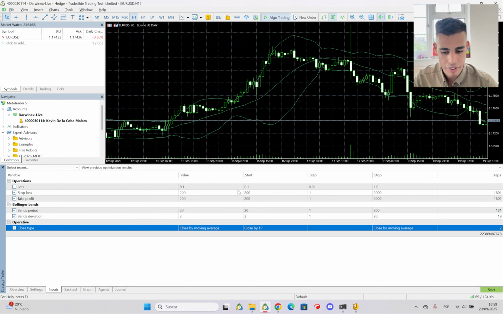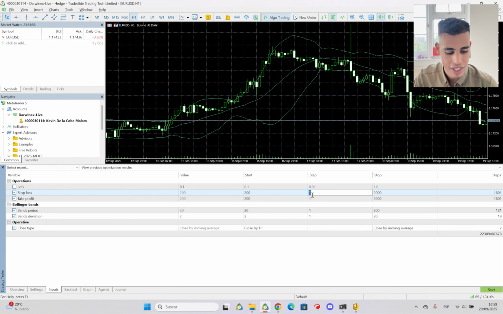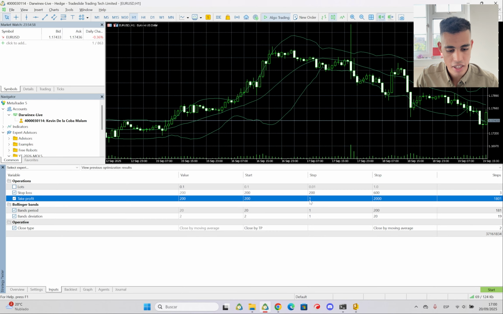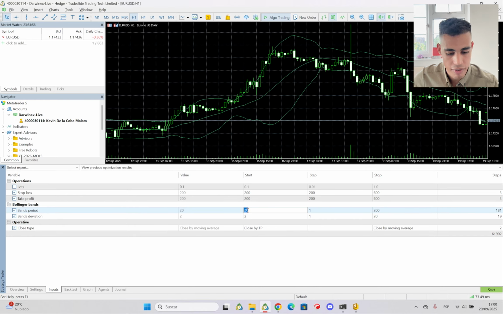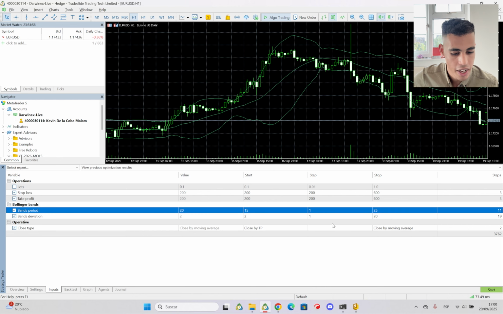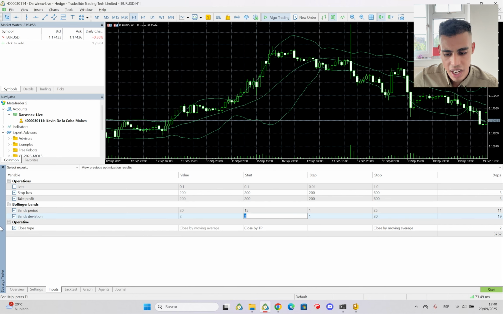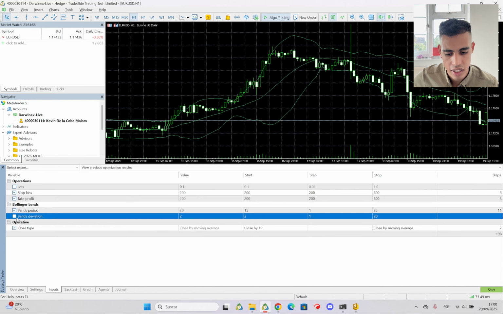So first of all, we have here stop loss. I want to be checking from the 200 value until 600. And the same thing goes for the TP. So we will start on 200, step by step, we will be going to the 600, and the step is 200. So it's 200, 400, 600. Those are the values. Something similar is going to be happening for the bands period. I'm gonna be going from 15 to 25 in steps of 1. And the deviation, I think I'm gonna leave this as it is, like 2.0. That's right, let's put it that way.